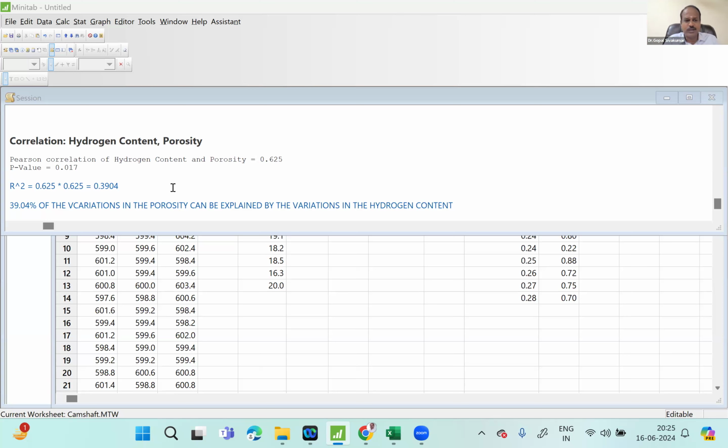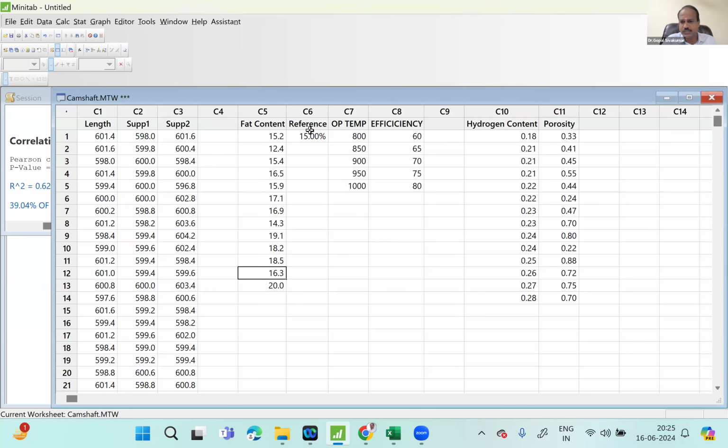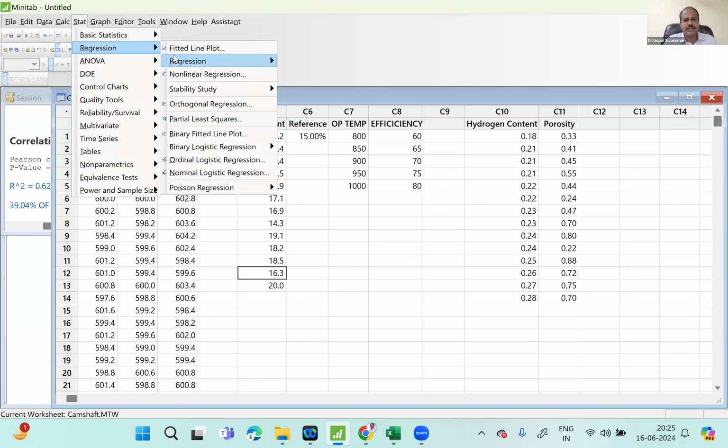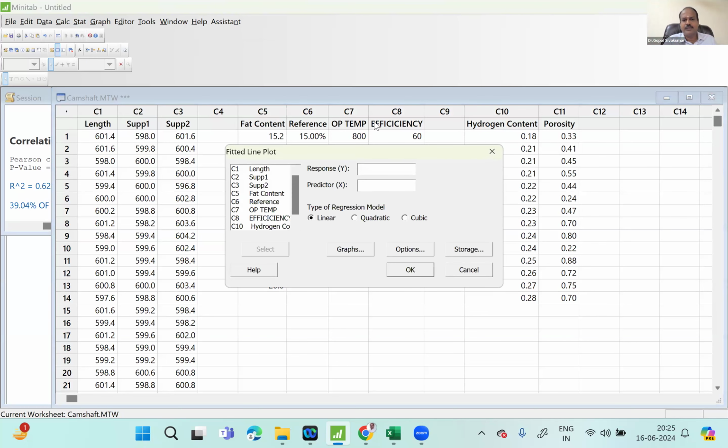I can also show you how the regression equation can be for the hydrogen content scenario. Even though the regression cannot be a proper fit, I can still show you a regression equation. See here how simple it is. Go to Stat, go to Regression, go to Fitted Line Plot, choose your y variable. Tell me, what is your y variable? Porosity. Your x variable is? Hydrogen content.